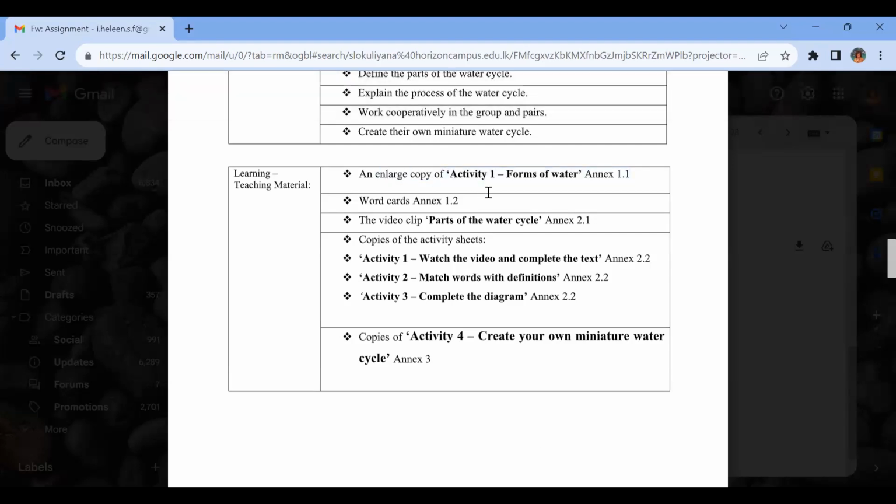Always give a title that shows what the activity is about. So, an enlarged copy of activity 1, forms of water, Annex 1.1.